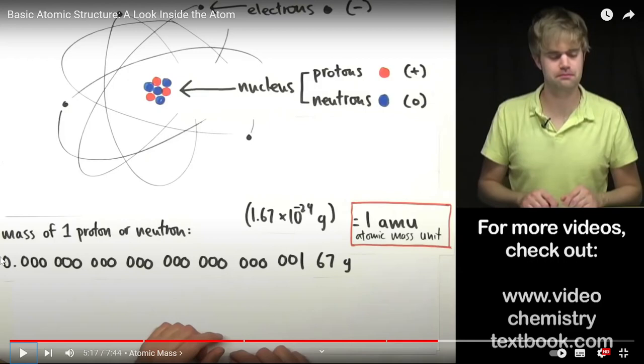So if I had a hydrogen nucleus and it had one proton and one neutron, what would a hydrogen nucleus weigh? 2 AMU. What if I had a hydrogen nucleus that just had one proton and no neutron? What would it weigh? 1 AMU. And actually there's two different versions of hydrogen. One that has just a proton, one that has a proton and a neutron. So some versions of hydrogen, their nucleus weighs 1. Other versions of hydrogen, their nucleus weighs 2.